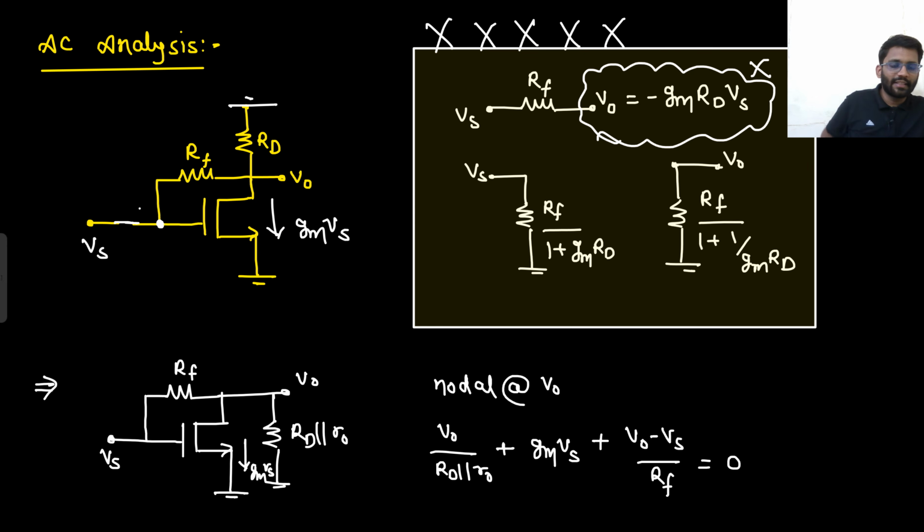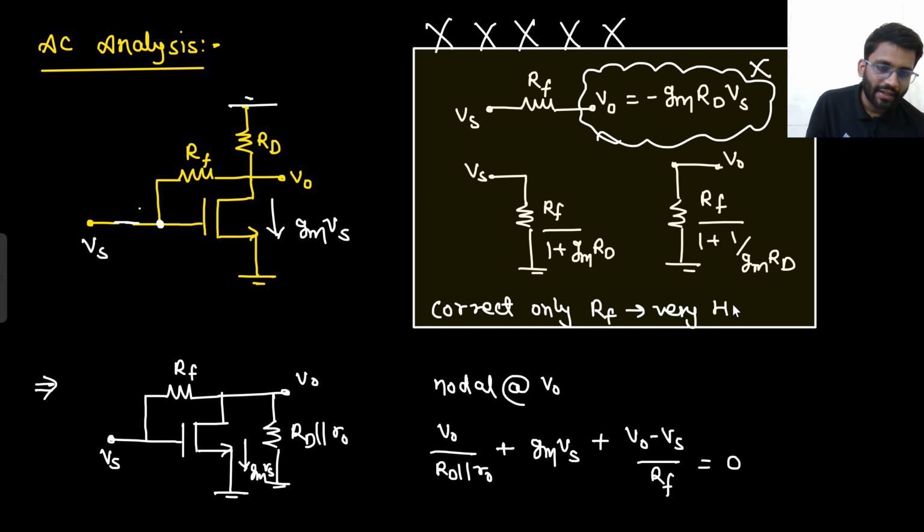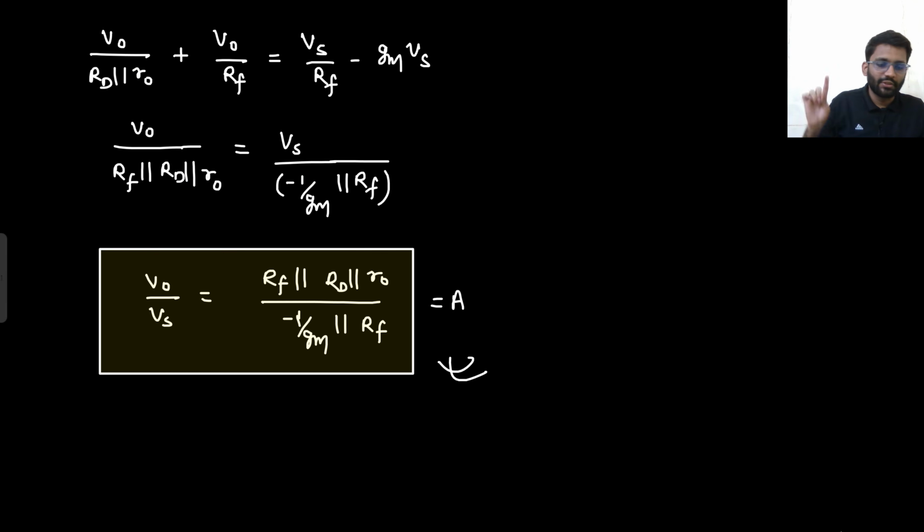Then we saw the AC analysis. Here what did we show? What is the wrong thing that people do? That is they write V0 equals minus Gm into RD into Vs. They forget that there is RF connected. If RF is connected, the gain will be different. The gain will not be minus Gm into RD into Vs. So applying this is wrong. This you can apply only when RF is very high. If RF is very high, then V0 will be minus Gm into RD, so you can write down this expression then. So it is not usually correct.